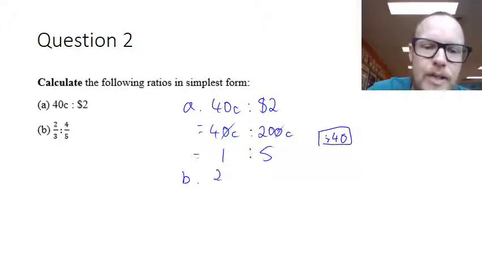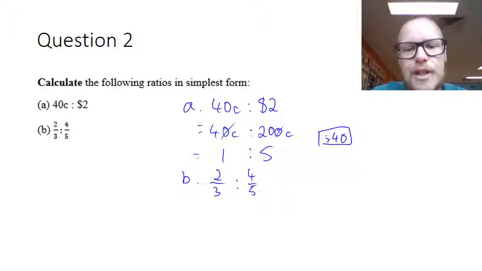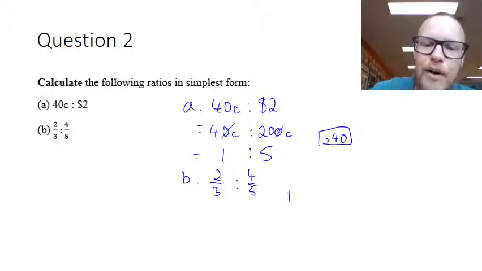B, this one's a little bit trickier, 2/3 to 4/5. Now there's 2 different ways I can do this. I can do it in multiple steps to make sure that I remove the 3 from the denominator on the left-hand side and then another step to do the 5. Or I can recognise that 3 and 5 have a lowest common multiple of 15, and multiply both sides by 15.